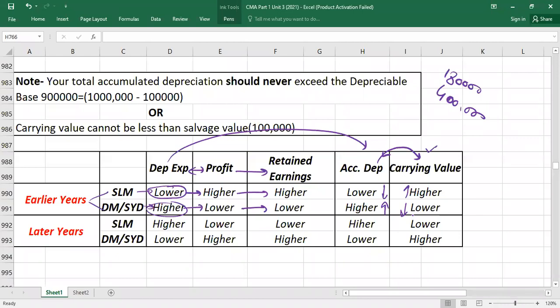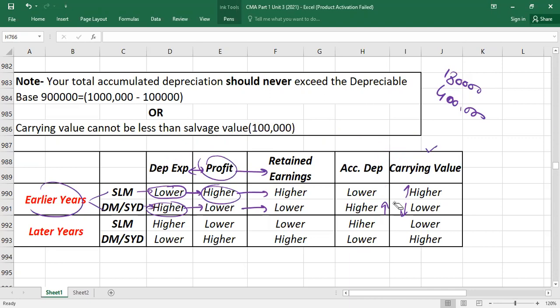Maybe we'll ask you, company is planning to use declining method, right? And they are going to replace straight line with the declining method. In earlier years, which method gives you higher profit? In earlier years, you have to look at earlier years. This is profit. Higher is given by straight line, right? And what will be the factor on carrying value? Which method gives you higher carrying value or lower carrying value? So you have to remember this table.